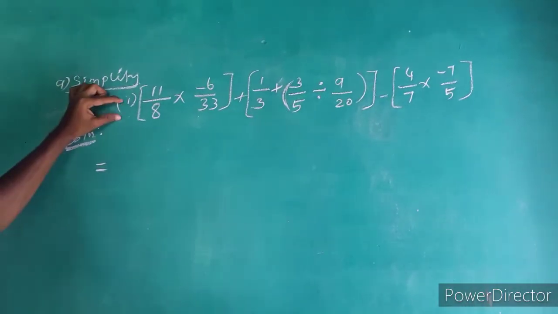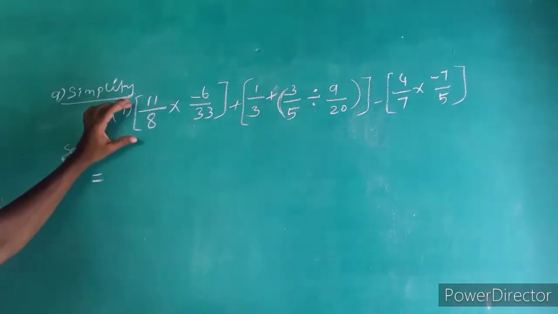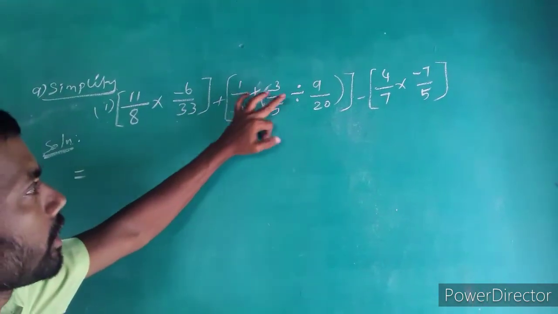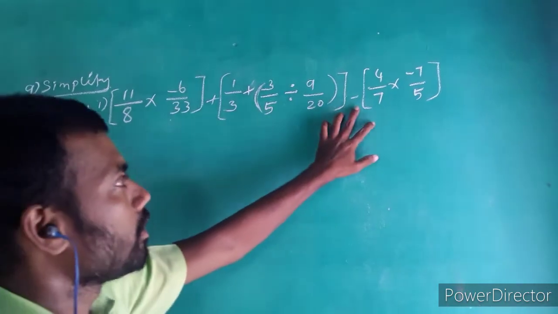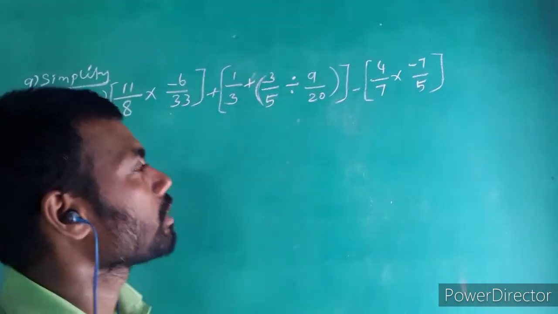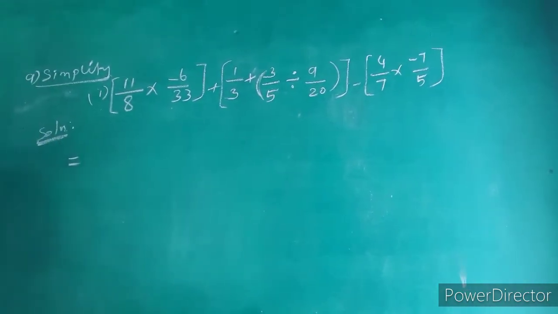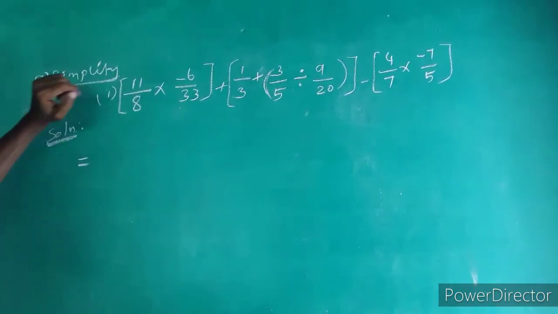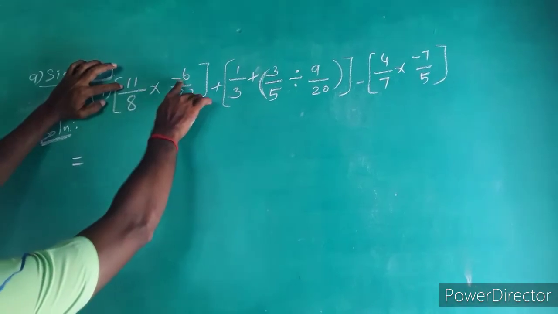9th sum, the first question. (11/8 × −6/33 + 1/3 + 3/5) ÷ (9/20 × −4/7 × −7/5). Students, simplify the bracket value first, then solve one by one. First, 11/8 into −6/33.